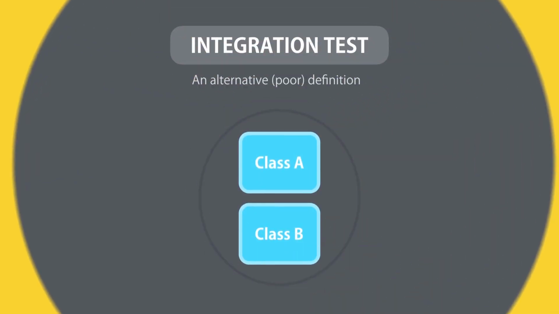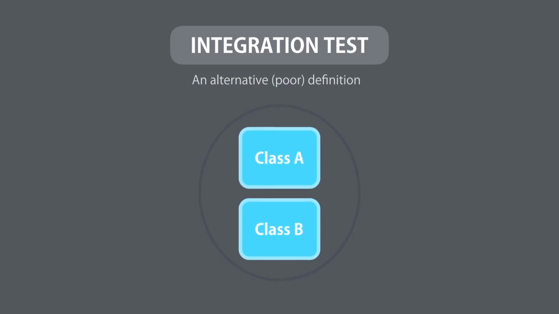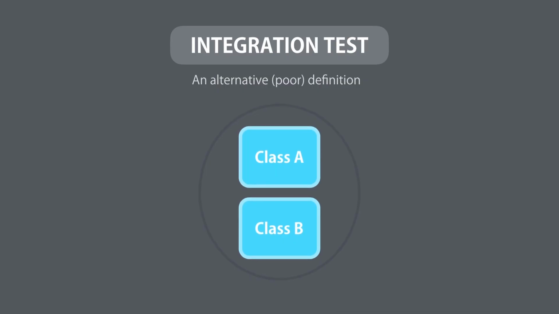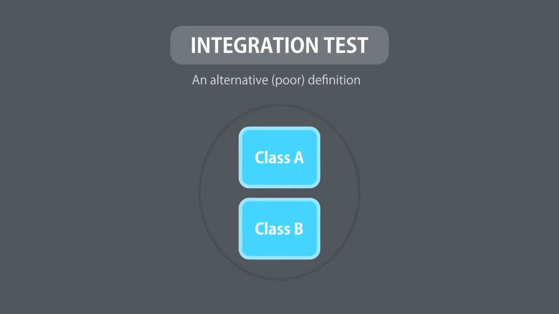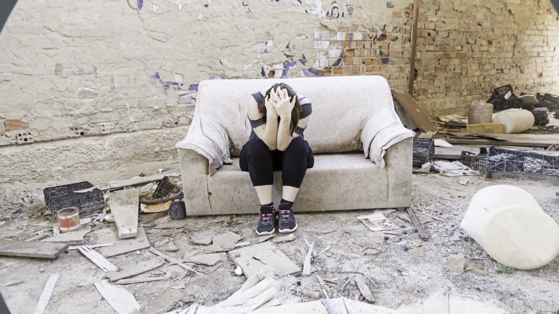Now, traditionally, an integration test is defined as a test that takes a few units or classes and tests their behavior as a whole. So based on this definition, if you test two classes together, some people believe you're writing an integration test and not a unit test, even if none of these classes talk to an external resource like a database. Chances are you have heard this definition before.